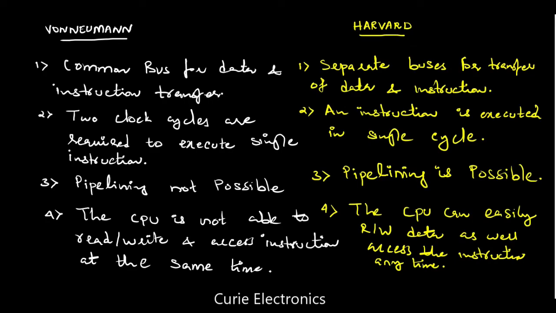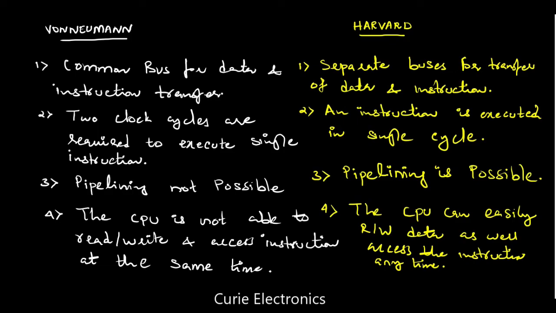And cost-wise, von Neumann architecture is less costly and Harvard is a little more because of the two memory interfaces. And space-wise, in the physical memory space, von Neumann architecture will take less space and Harvard will take more space.